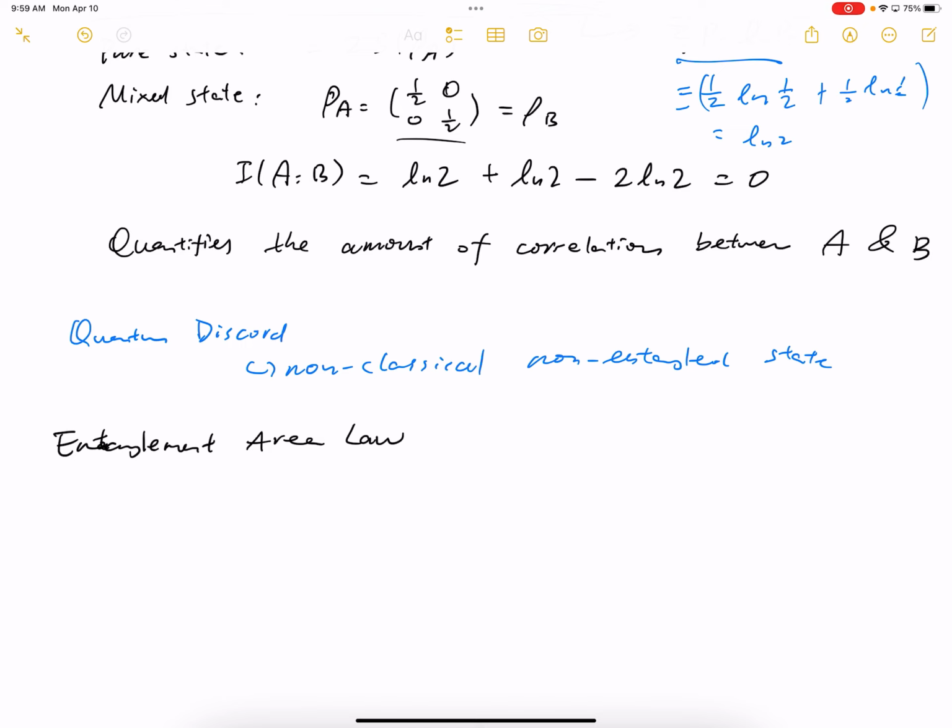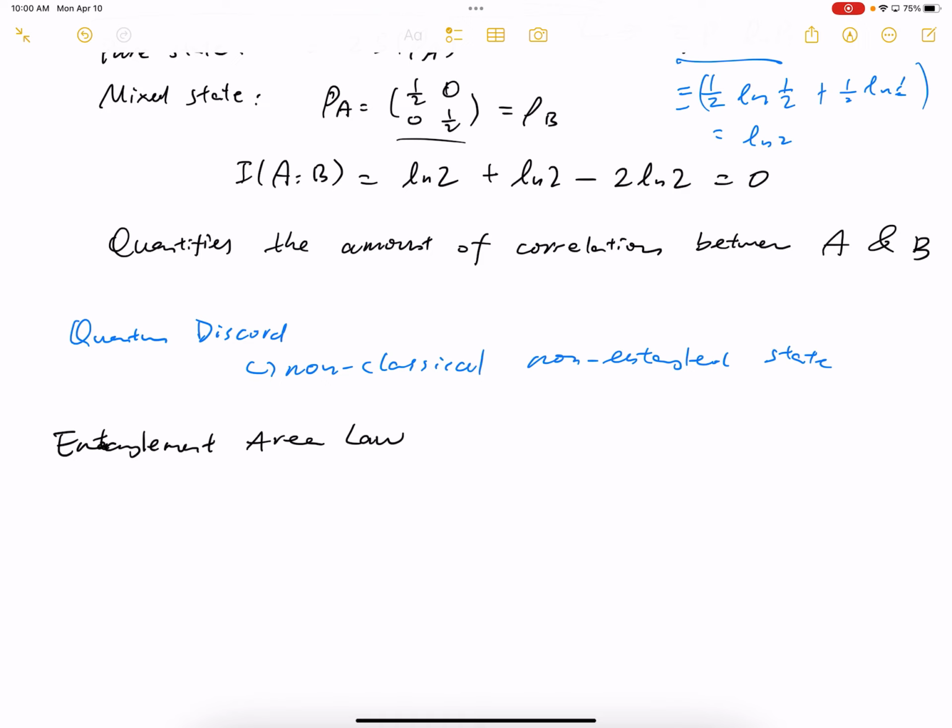If you have a 3-dimensional system, then the entanglement entropy is basically proportional to the area of the surface that separates your subsystem from the other. For a 3-dimensional system, the boundary is actually 2D, so we're talking about the area. But if you have a 2-dimensional system, then it's the perimeter of the boundary. And if you have a 1-dimensional system, it's really just 2 points, so the subsystem is just defined by 2 points. So that's basically an intuitive way to understand the area law.